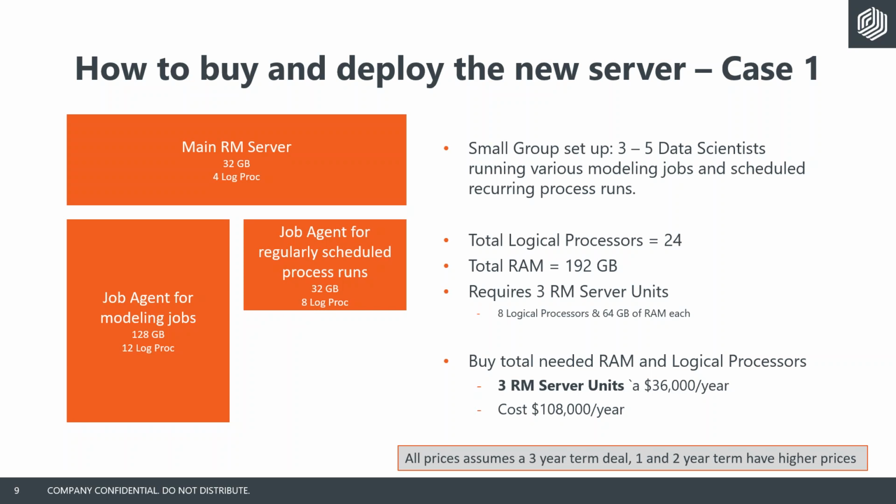Like I'm running the main server on 1 machine, 32 gigabytes and 4 logical processors. Then I've set up another machine that's quite large for bigger modeling runs. And then I have another one that's a bit smaller that I might use for more scheduled jobs and so on. So in this case, then they would need the total of 3 server units in order to get enough gigabytes and processors. So they would buy 3 of those then.